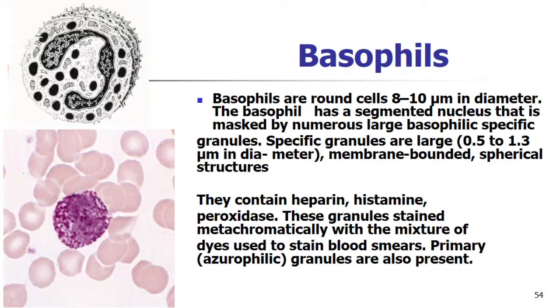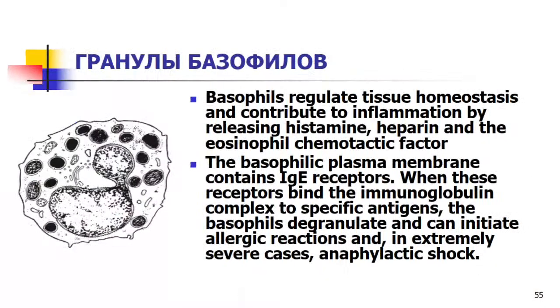These granules stain metachromatically with a mixture of dyes in a stained blood smear, primarily azurophilic. What does metachromasia mean? It is when the granules change the stain color, ordinarily the opposite, from blue to red. That happens only with basophils.